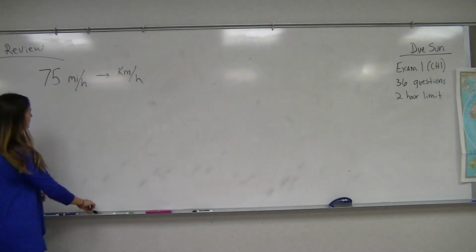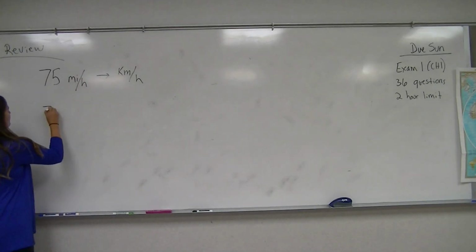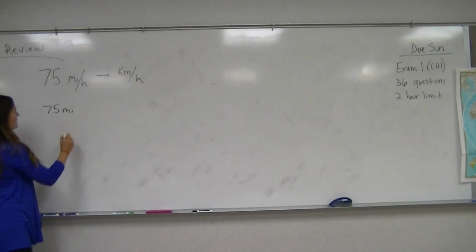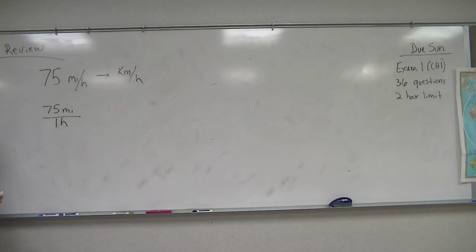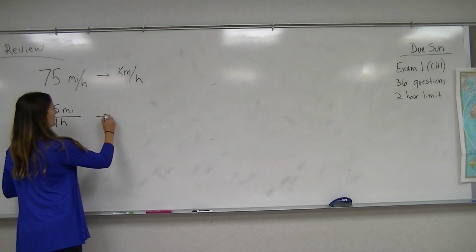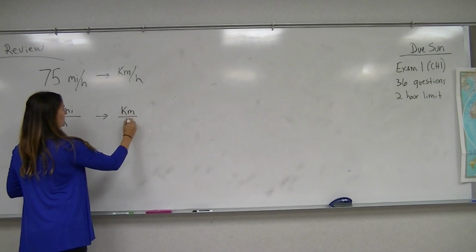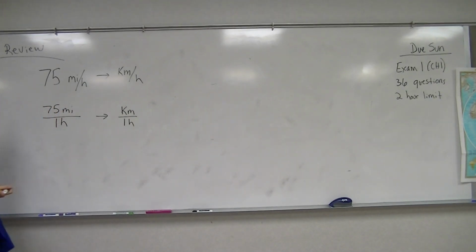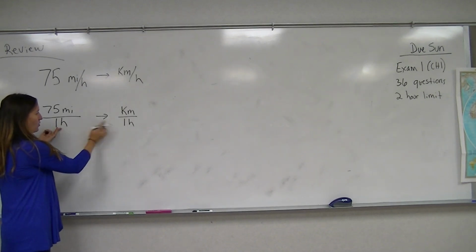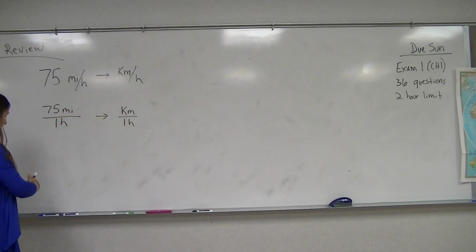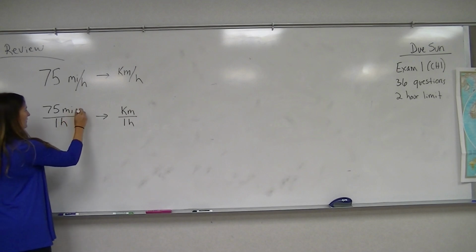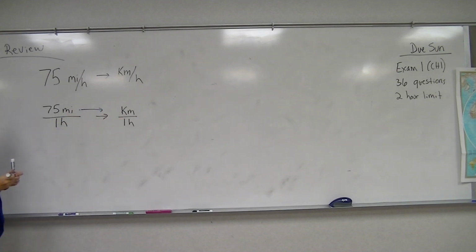Let's look. I'm going to write this in a different way. This is 75 miles per hour. That means per 1 hour. And we're trying to get it to kilometers per 1 hour. Really our denominator is the same already. Hours, hours. So we don't need to do any conversions there. It's the top part we have to worry about. And the top part, we're going from miles to kilometers. So that's what I'm going to focus on.